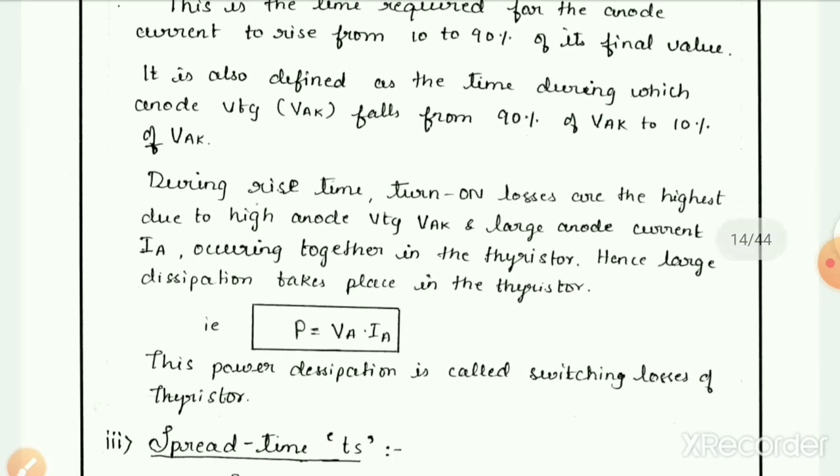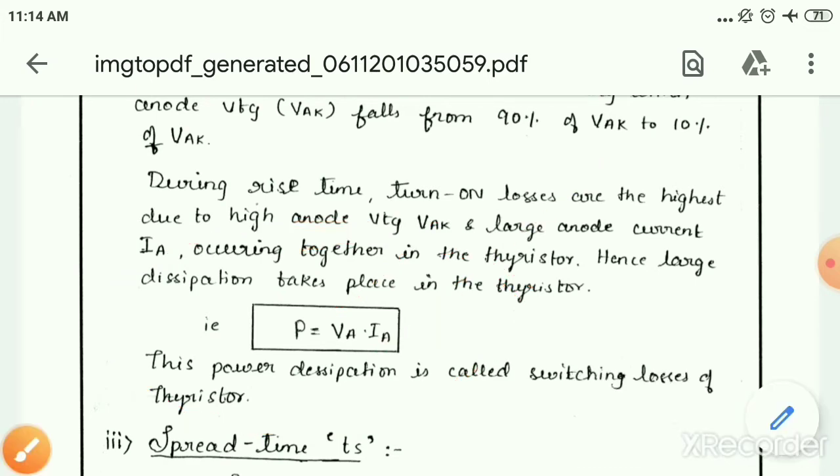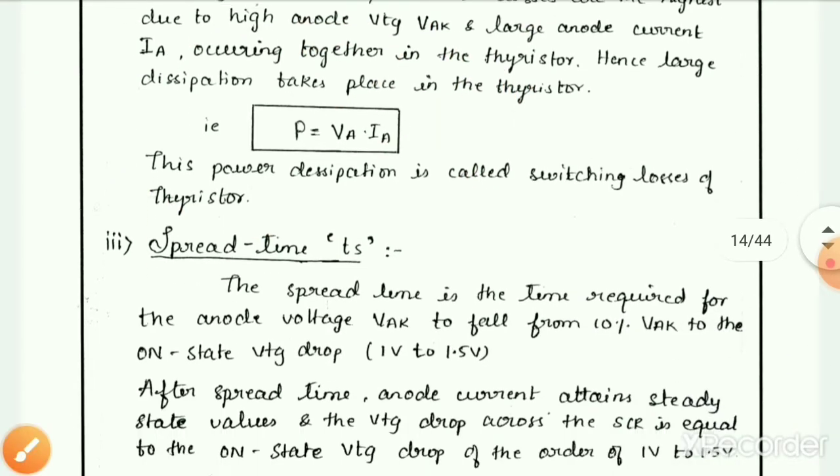During the rise time, what happens? The turn on losses are highest due to the high anode voltage VAK and large anode current IA occurring together in the thyristor. Hence large power dissipation will take place in the thyristor during this rise time, and it can be calculated as P equals VA times IA, where VA is the anode voltage and IA is the anode current. This is called the switching loss of the thyristor.